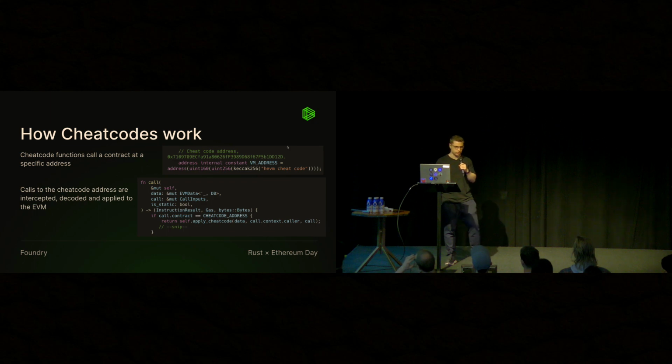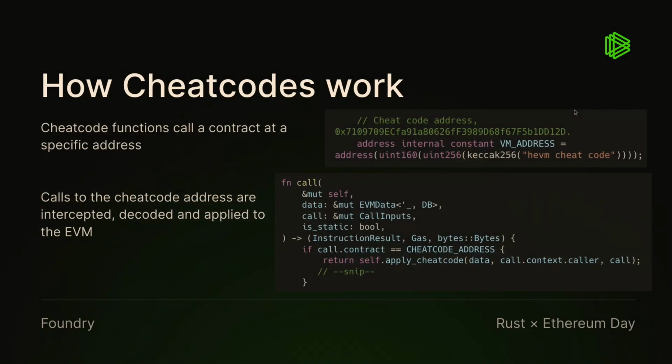So how cheat codes work under the hood is that we have a fixed cheat code address, which we listen for in our cheat code inspector. So every time the call function is called, which happens when a new call is about to be executed by the EVM, we check if this is a call to the cheat code address. And if so, then we intercept it and apply the cheat code.